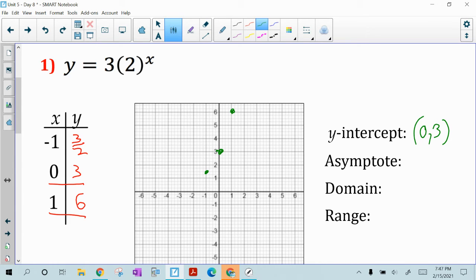Okay. The domain is going to be, well, it's not going to stop ever. So exponential growth and exponential decay will always have a domain from negative infinity to positive infinity. Again, negative infinity to positive infinity.